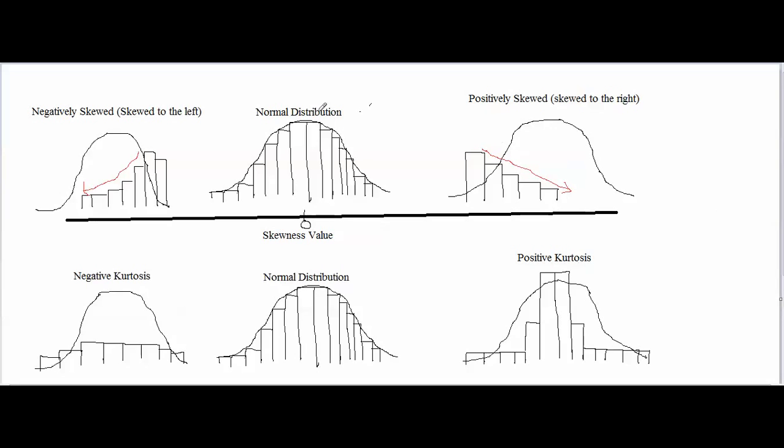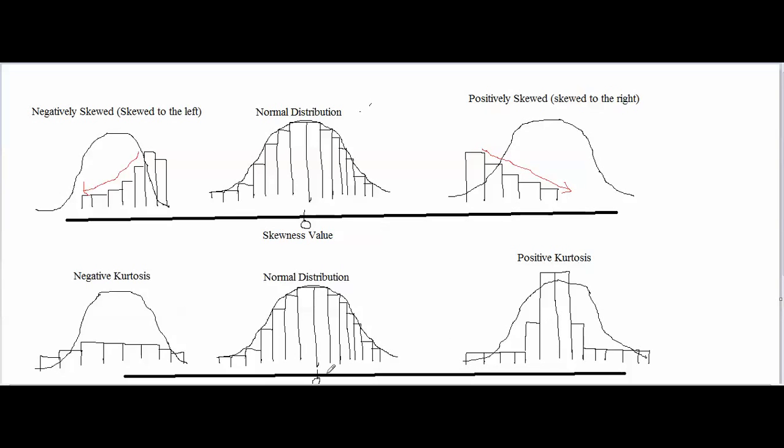And actually, kurtosis works the same way. If the data is perfectly normal, then it'll have a kurtosis value of 0. If the kurtosis value comes out to a negative number, then you have a negative kurtosis. If the kurtosis value comes out to a positive number, your data has a positive kurtosis. And the further the kurtosis value is below 0, the more dramatic of a negative kurtosis you have. And the further the kurtosis value is above 0 out here, the more dramatic of a positive kurtosis you have.